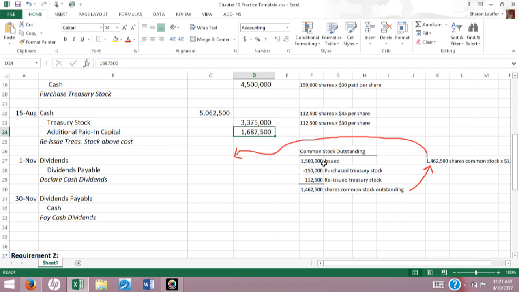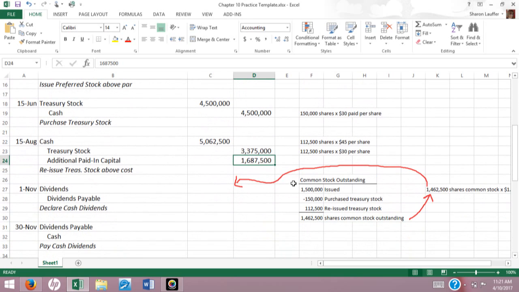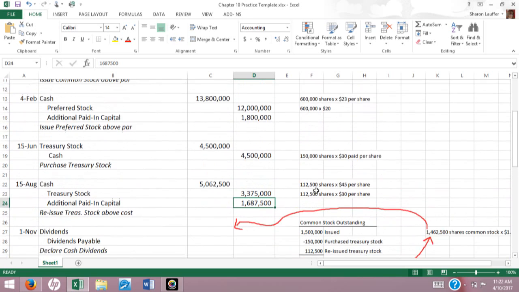To do that, we're going to have to come up here and see what happened to our common stock. So up here, we had 1,500,000 shares of common stock that were issued on February the 2nd. So I've just kind of gone down here and made a running total. So we had some issued to start with.